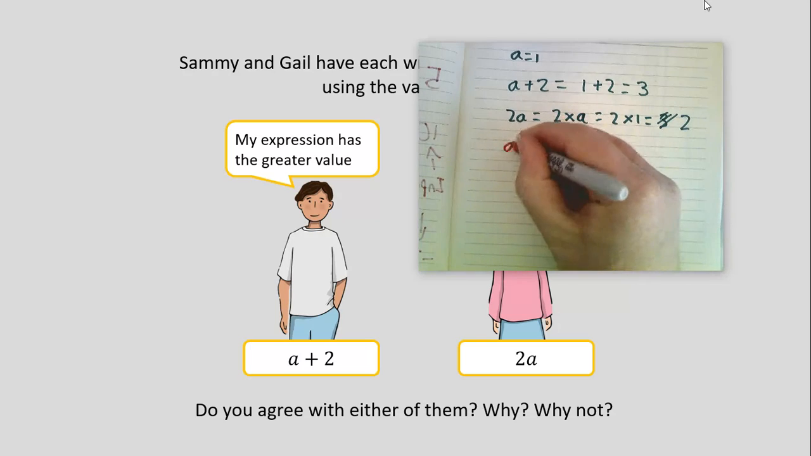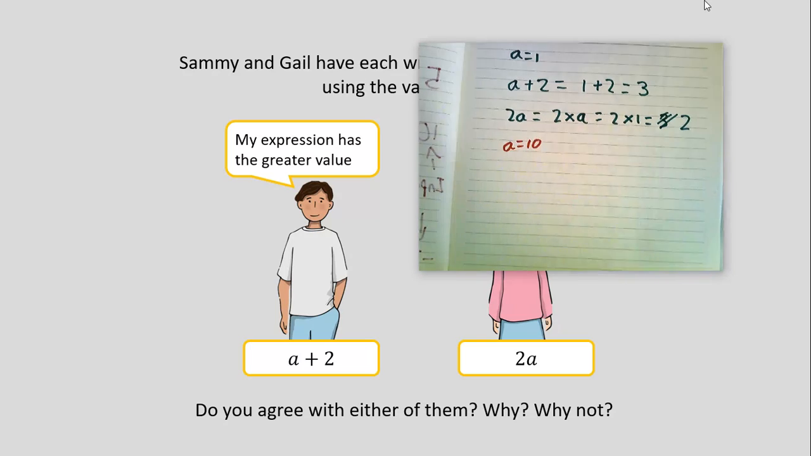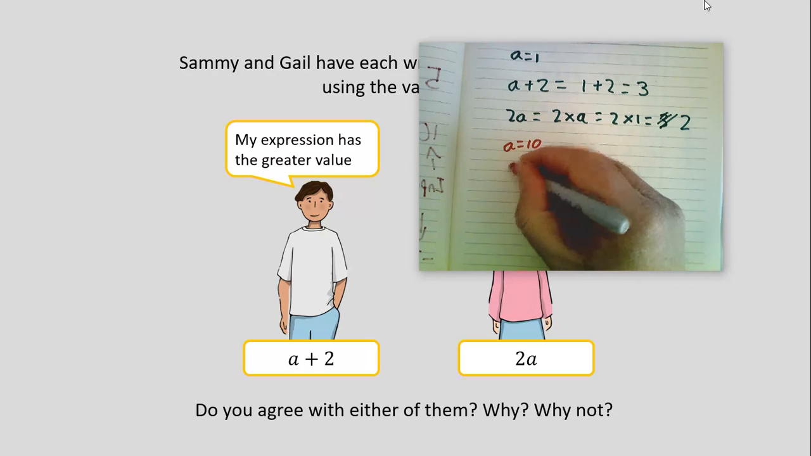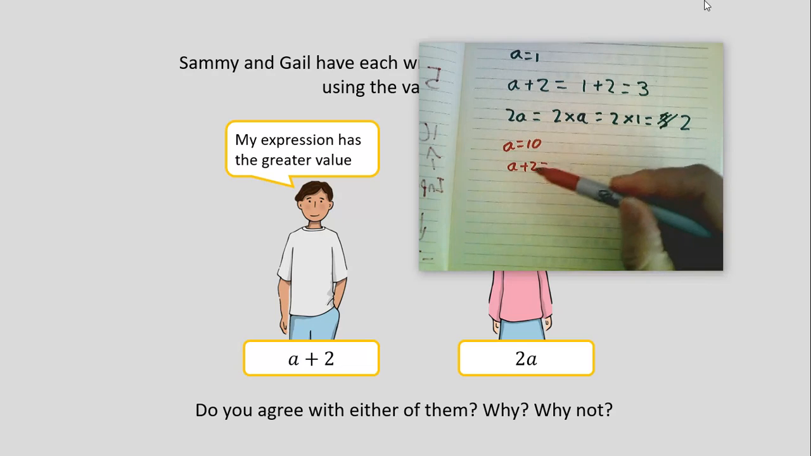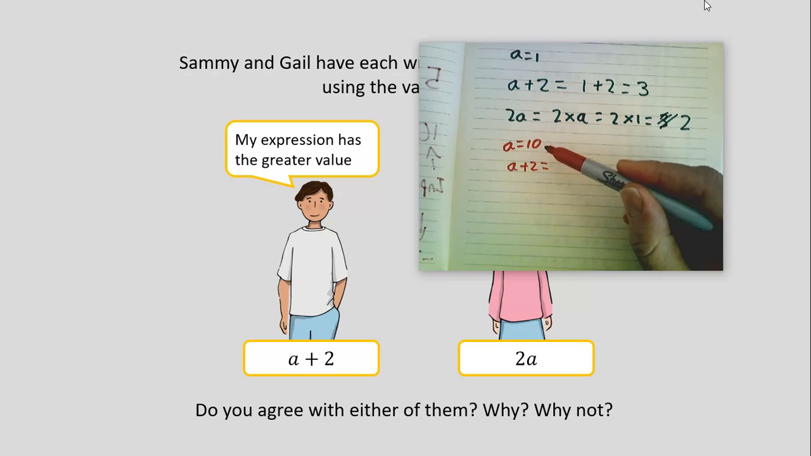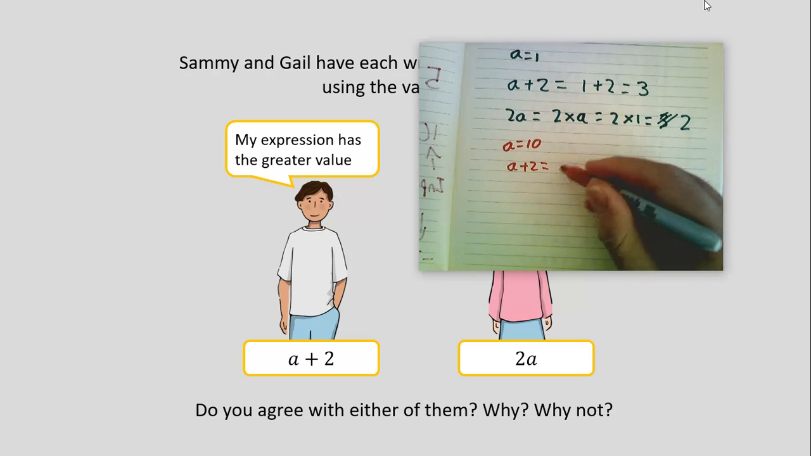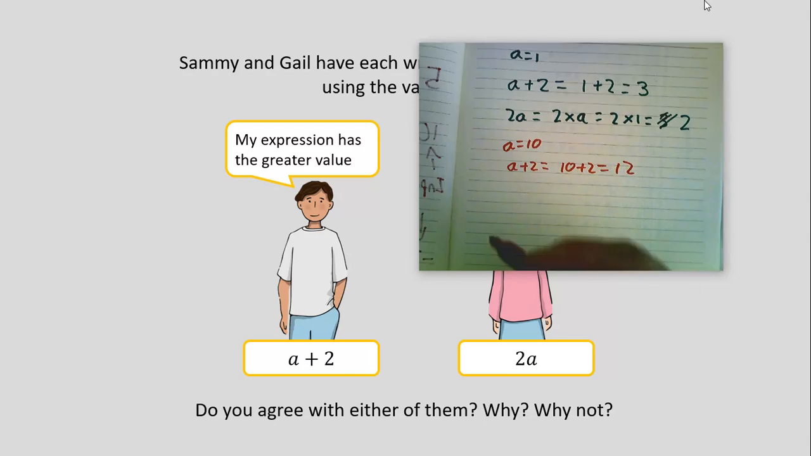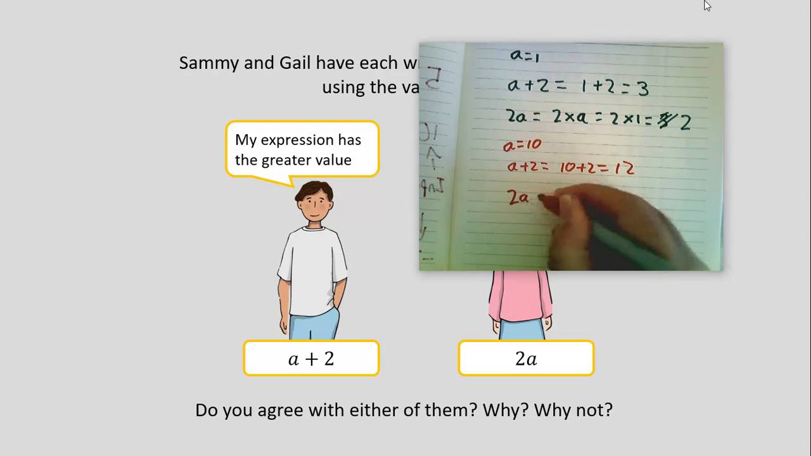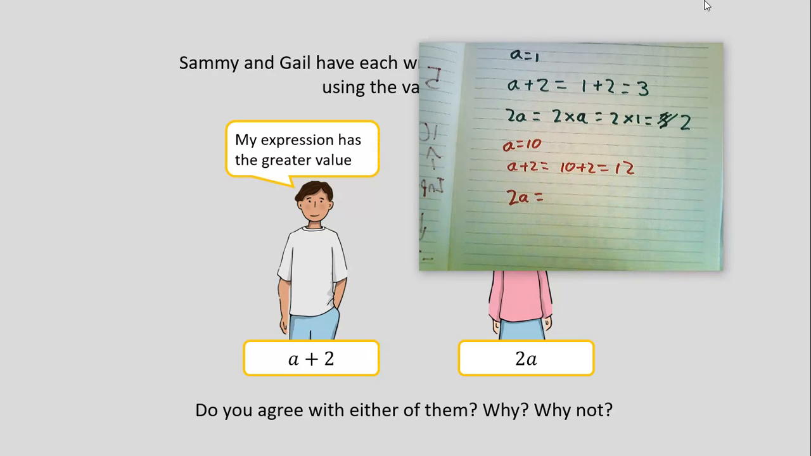Let's imagine if a was 10. Okay, I'm just choosing random numbers here. What would a plus 2 be? Stop and have a little think. What do you think a plus 2 is if a is 10? It would be 10 plus 2. It'd be 12. What would 2a be equal to if a is 10?